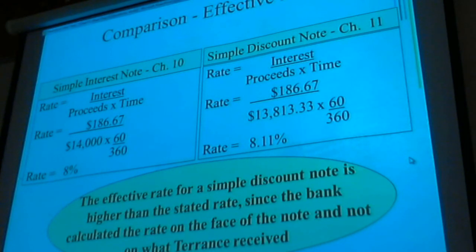So in your problems, you would figure out interest, I, and then you would subtract it from the amount the person wants to borrow. And that would be the proceeds.